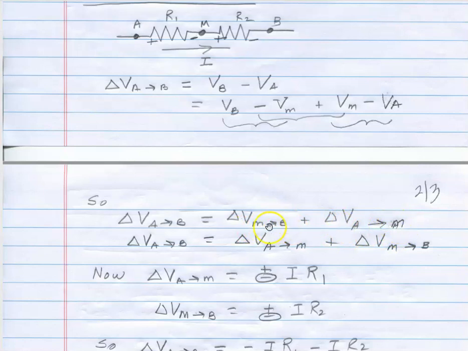And then I just change the order, put this one over here, put this one here, and I get something that's a little easier to remember maybe, which is that the delta V from A to B is delta V from A to M plus delta V from M to B. And if you look at that, they start with the same letter A, they end with the same letter B, and the adjacent letters here are the label of that intermediate point.